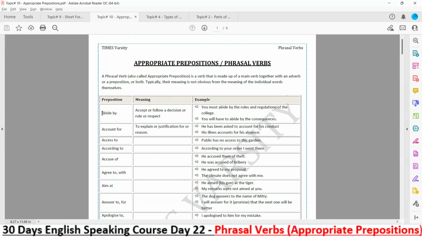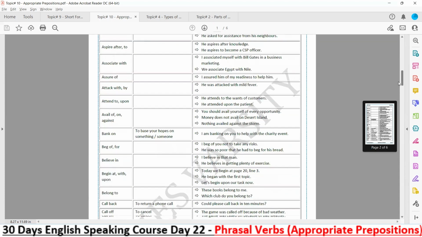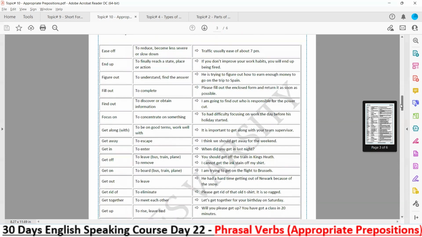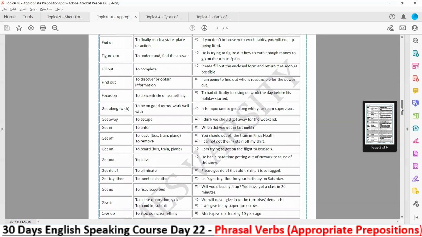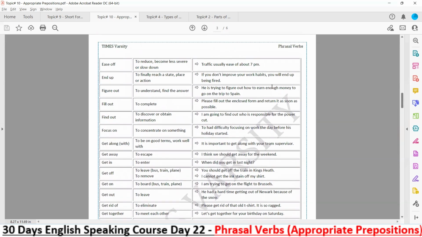All right. So typically their meaning is not obvious from the meaning of the individual words themselves. So the meaning of the individual word abide is different, by is different. But when we combine them and use them as a phrasal verb, then the meaning is entirely different. This is what we need to take care of. We cannot literally translate everything.